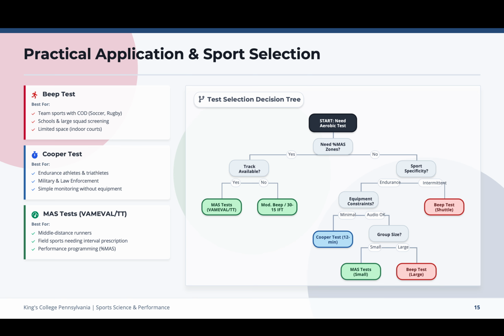Sport specificity, intermittent, beep test. Need a percentage of MAS zones? Yes. Track available? No. Beep test or 30-15 IFT? Yes. MAS test.